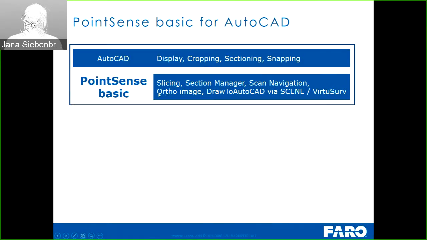Also in PointSense Basic, we have a tool for creating ortho images from point clouds, and we also offer a planner scan view mode. So in addition to the point cloud inside your AutoCAD, you can use the planner view or the quick view of Scene to pick points. Sometimes this is more intuitive to navigate, so you have this additional tool as well with PointSense Basic. Adding to those PointSense Basic features, which we also improved in version 17.5, the section manager and scan navigation.